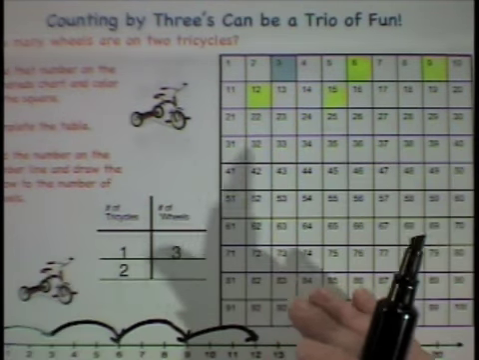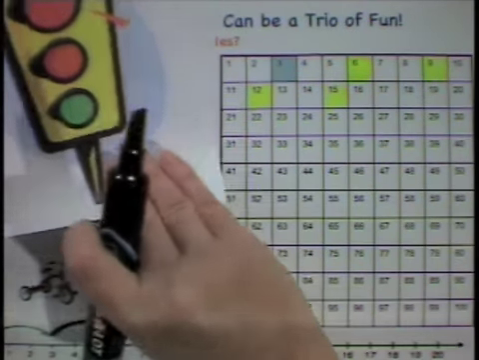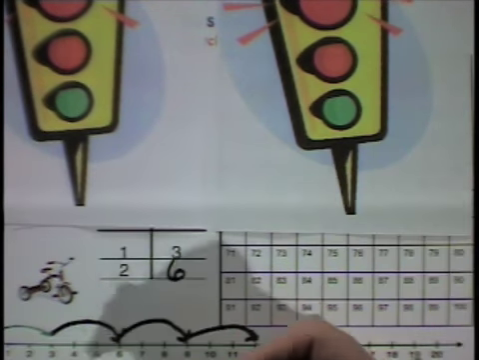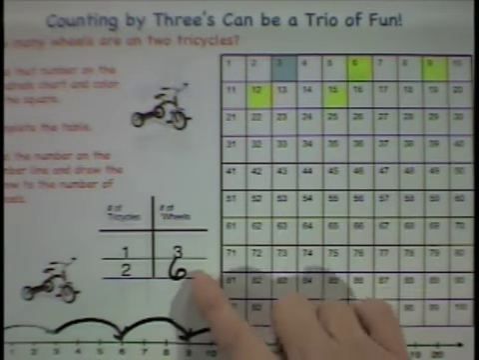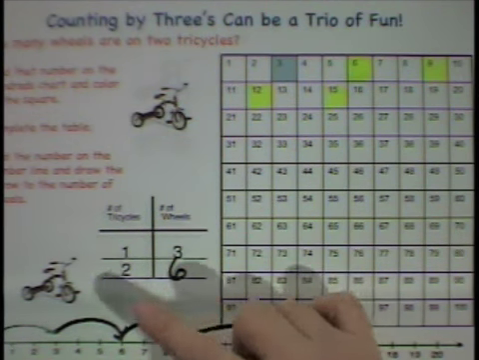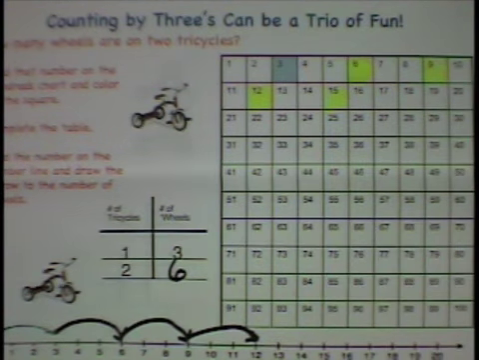The other thing we can do is what we call a T-chart in school. 1 tricycle, or in this case, we go back to the stoplight. 1 stoplight had 3. 2 stoplights has a total of 6 lights. And we can continue the chart. So counting by 3s is an important skill because really this is multiplication. 1 times 3 is 3, 2 times 3 is 6, 3 times 3 is 9. So skip counting really does prepare them for multiplication facts.